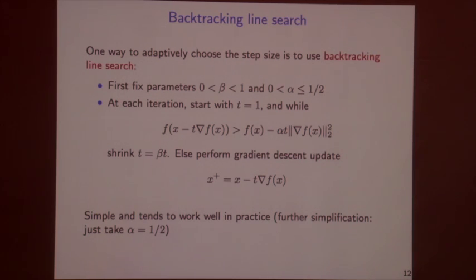But in the Boyd and Vandenberghe book, I think there are a couple of standard choices. Definitely alpha equal to 1/2 is a standard choice, and for beta they have similar guidelines.